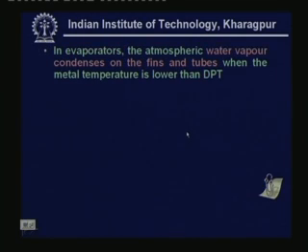In evaporators, the atmospheric water vapor condenses on the fins and tubes when the metal temperature is lower than dew point temperature. Actually, this is one reason why the design of evaporators, especially where air is the external fluid, is quite complicated compared to condensers. Because when the refrigerant temperature is low and when the surface of the evaporator is at a temperature lower than the corresponding dew point temperature of air, then the moisture in the air will condense. That means on the evaporator surface you have both heat as well as mass transfers, okay.